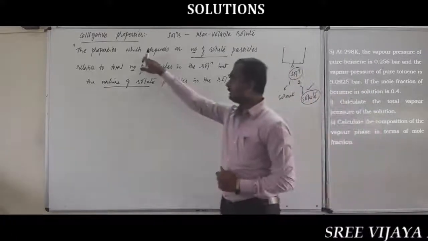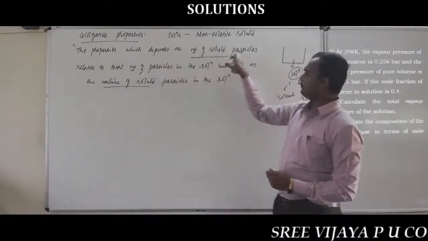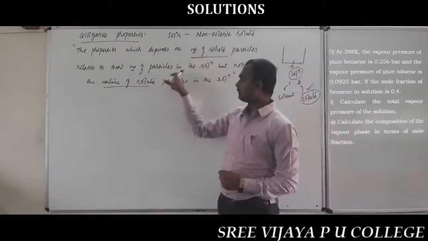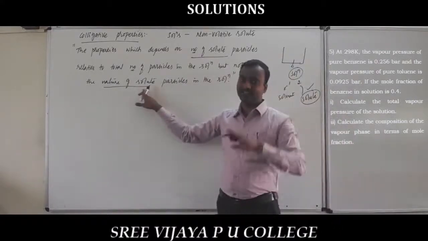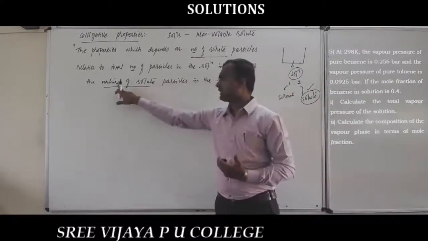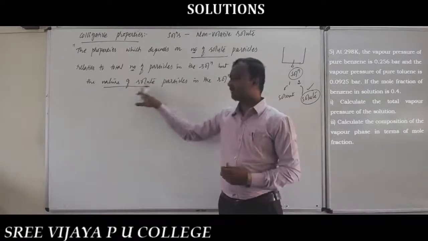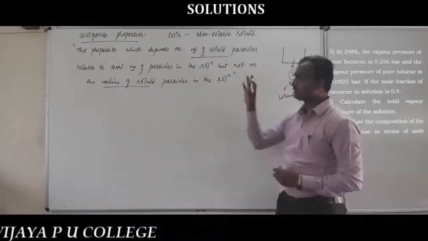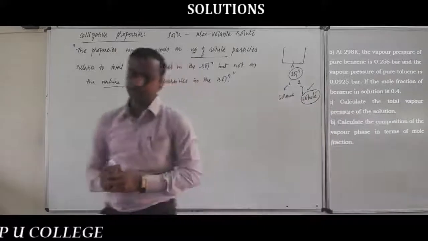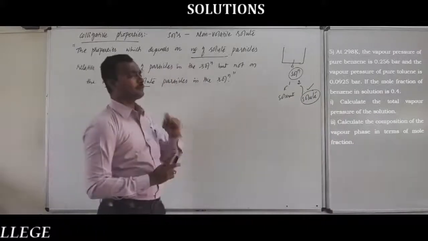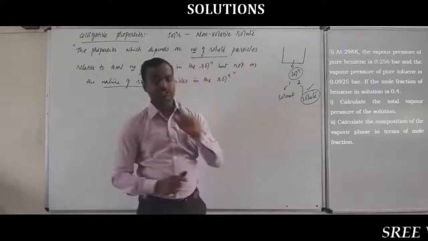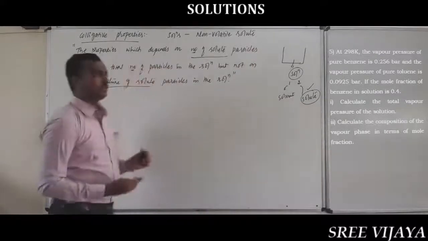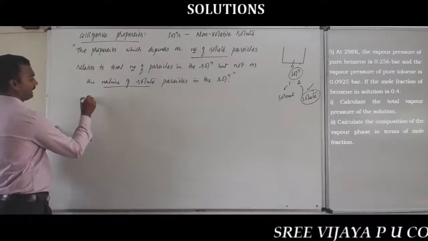Another way to say it: the properties depend on the number of solute particles relative to the total number of particles in the solution, irrespective of the nature of solute particles. It does not depend on the nature of solute particles, and those properties of the solution are called colligative properties. And remember, in the study of colligative properties, the solute should be non-volatile. And we have to study the 4 important colligative properties.